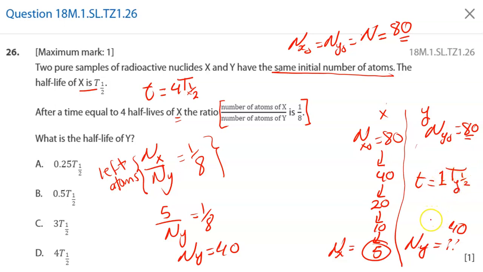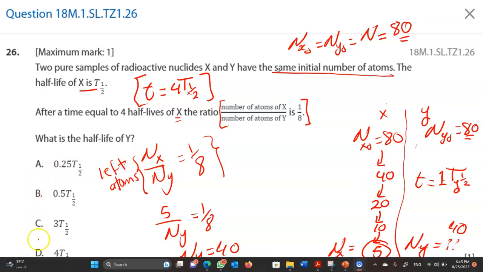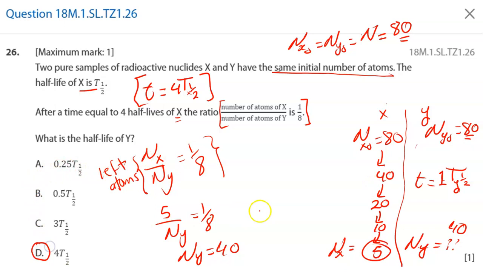So for sample Y, it only reduced by 50% in the same time. So in the same time, sample X reduced 4 times by 50%, while sample Y reduced only once by 50%. So comparing both results for X and Y, we can easily see that 1 half-lifetime of Y is equivalent to 4 half-lifetimes of X. So the answer here will be D, 4T half. So this is an easy solution just based on the definition of half-lifetimes.